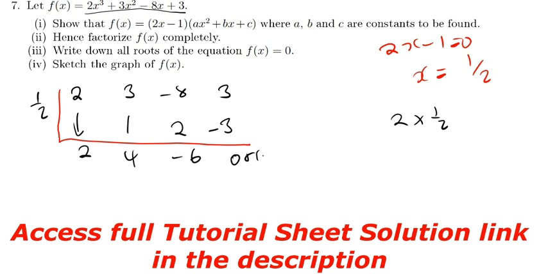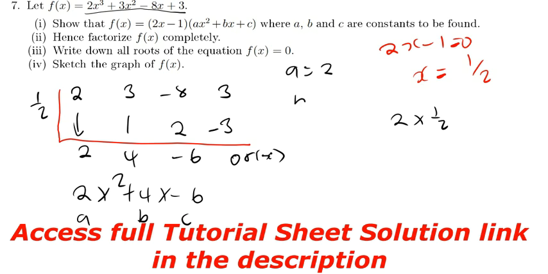This is the remainder. So this now becomes 2x squared plus 4x minus 6. Meaning that this is A, this is B, and this is C. So A is 2, B is 4, C is -6. I'm done. Then they are saying hence factorize completely.